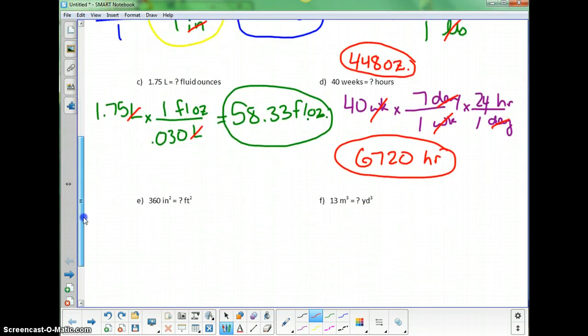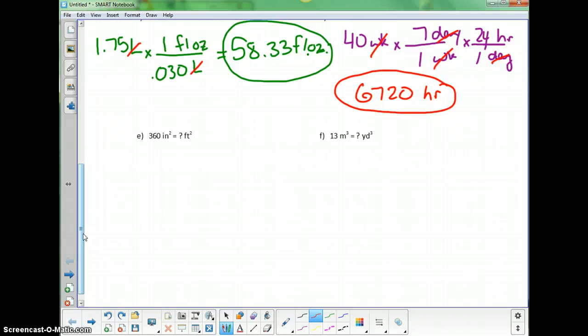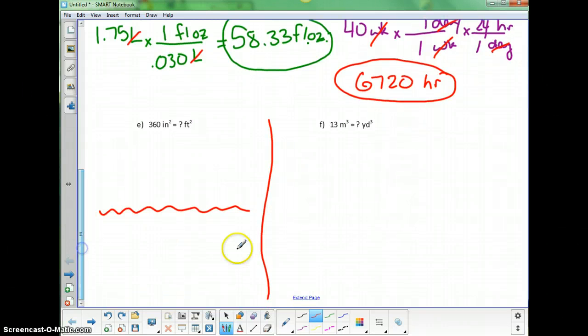In the next one, we're looking at 360 square inches into square feet. So I'm going to start by dividing this workspace right here in half, because there are 2 different ways to do this. First way, I can think about this 360 square inches. The only thing that's different about this one is that it's square inches as opposed to regular inches.